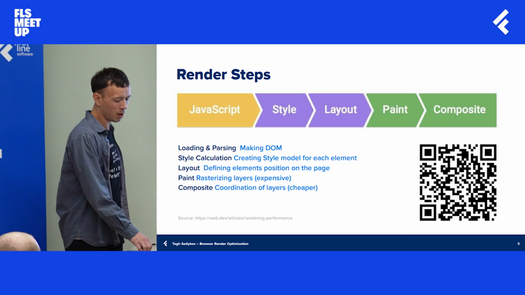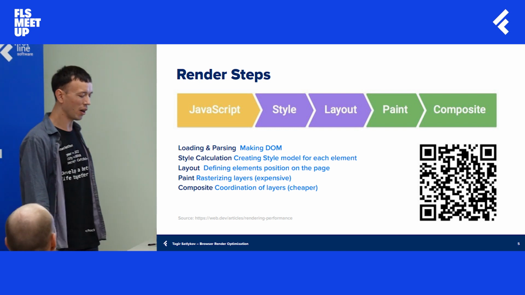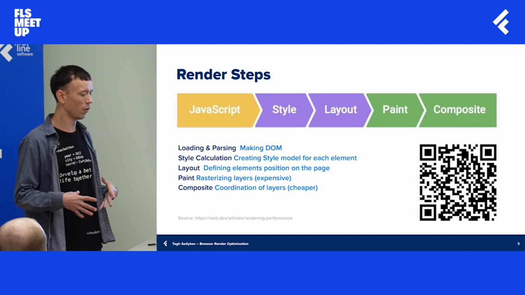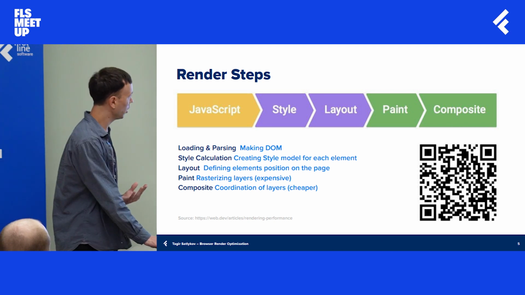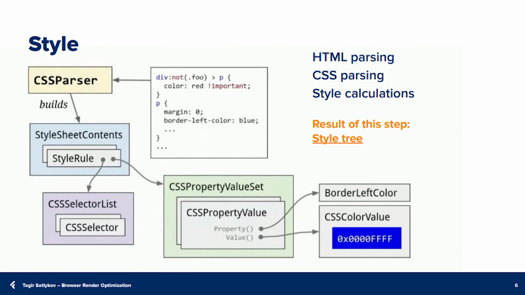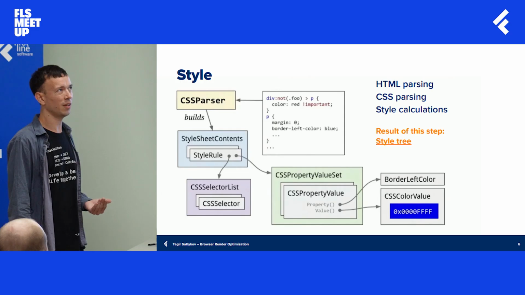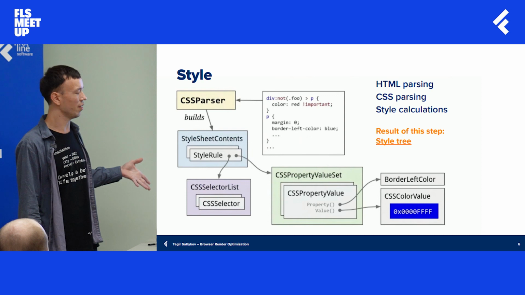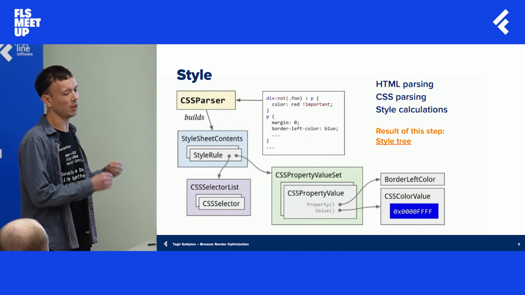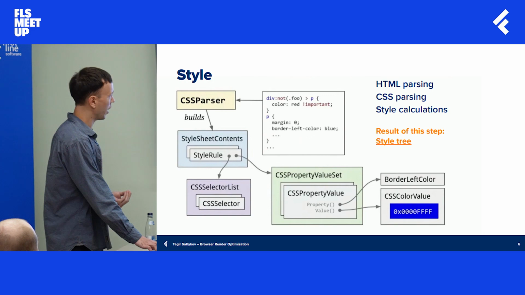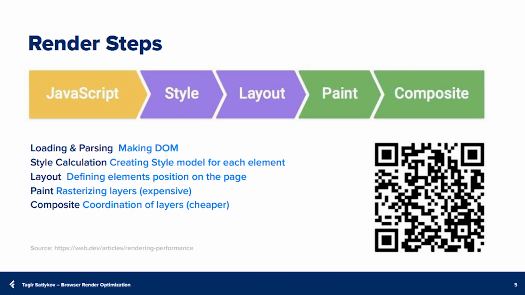On this step, the browser collects all styles for each element on the page. So you can imagine that the result of this step will be a big CSS3 file with all styles for all elements on the page. And this style tree will be passed to the next step with the name layout.